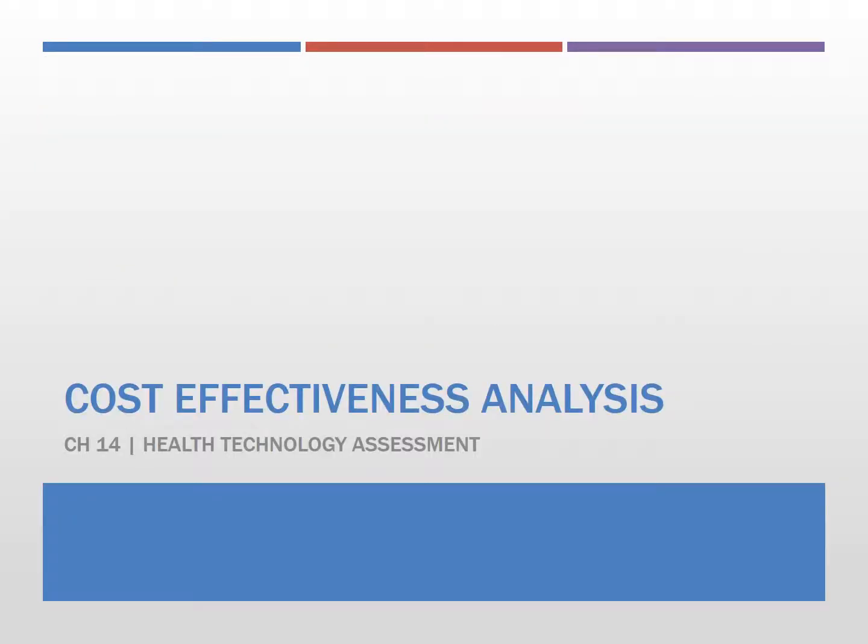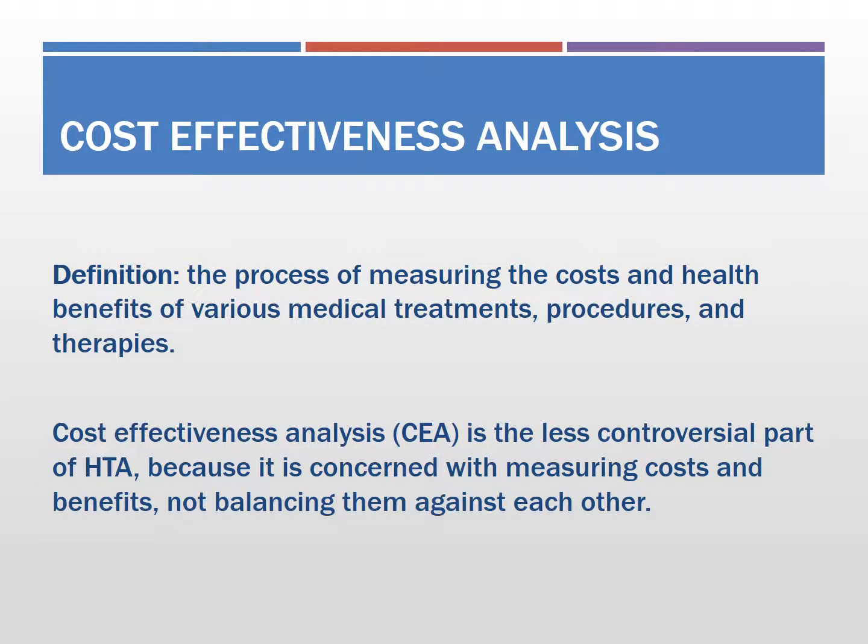So first, we are going to take a look at the cost effectiveness analysis, and then we will go over the cost benefit analysis after defining those comparisons. The definition of cost effectiveness analysis, basically, is a process of measuring the cost and health benefits of different kinds of medical treatments, procedures, and therapies. Cost effectiveness analysis is shortened to CEA. Basically, it's a less controversial part of the HTA because it's concerned with only measuring the cost and benefit. It does not involve the values of life.